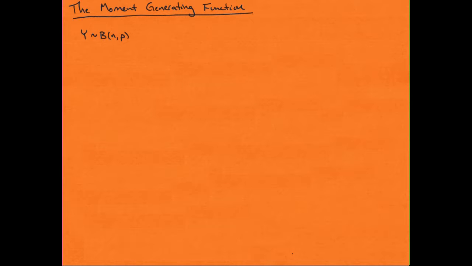So let's figure out what the moment generating function is going to be for our family of binomial distributions. Let's suppose that we've got a random variable Y, and it has a binomial distribution with n and p as the parameters. n is going to be the number of trials that we're using, and p is going to be the probability of success on a single trial. And so the definition of the moment generating function, m sub y of t, is just going to be the expected value of e to the ty.